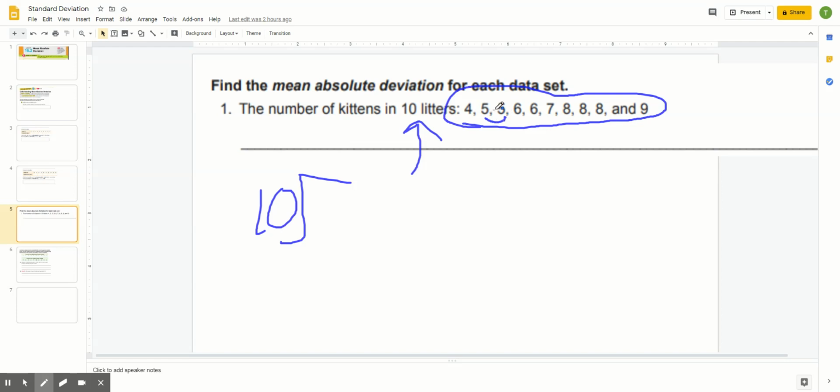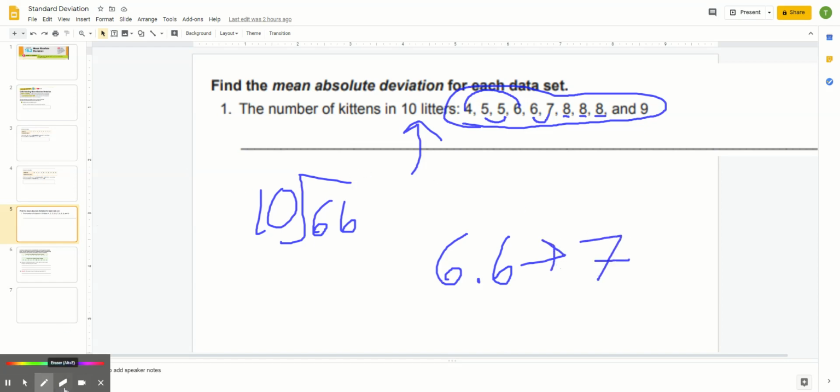We use friendly numbers, so that's 10. There's another 10, that's 20, plus 13 is 33, 41, 49, 57, 57 plus 9 is 66. All right, so now I have 6.6. It told me to round to the nearest whole, so what I'm going to do is put 7.